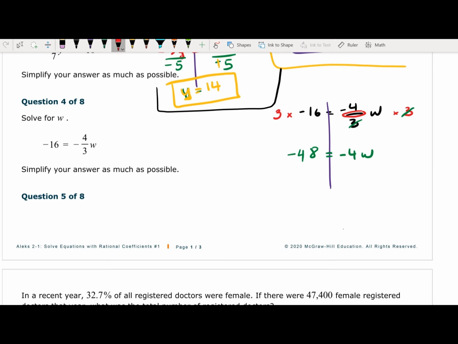Guess what my next step is going to be? Negative 4w means negative 4 times w. You have to divide by negative 4. Okay, negative over negative is positive. 4 and 4 cancel each other out. Leave you with w by itself, meaning that we just isolated the w. And on this side, you have 48 divided by 4 will give you 12. W equal to 12 is the final answer.